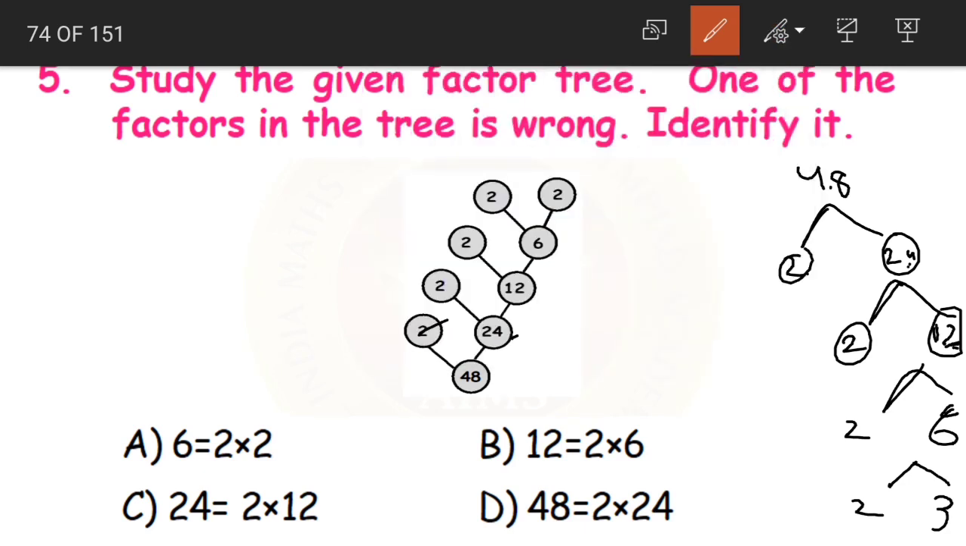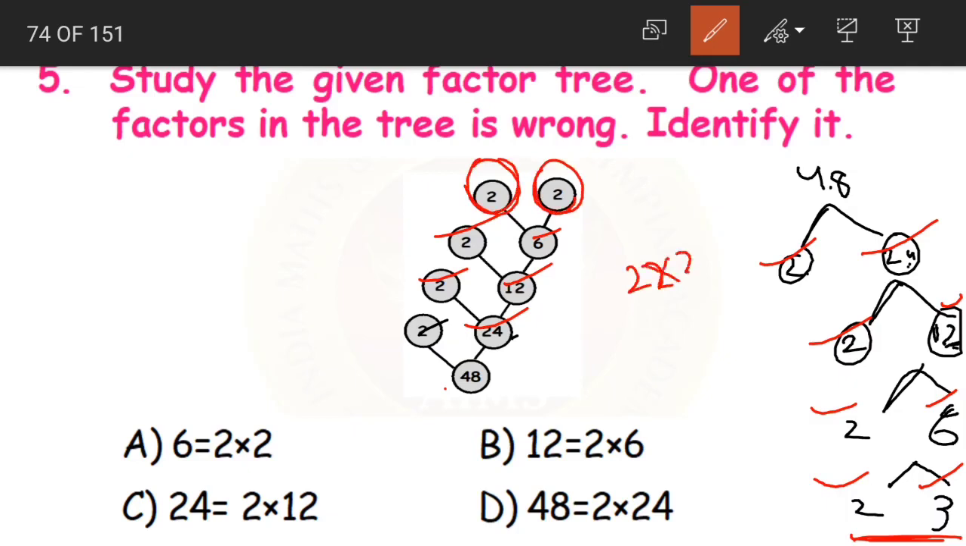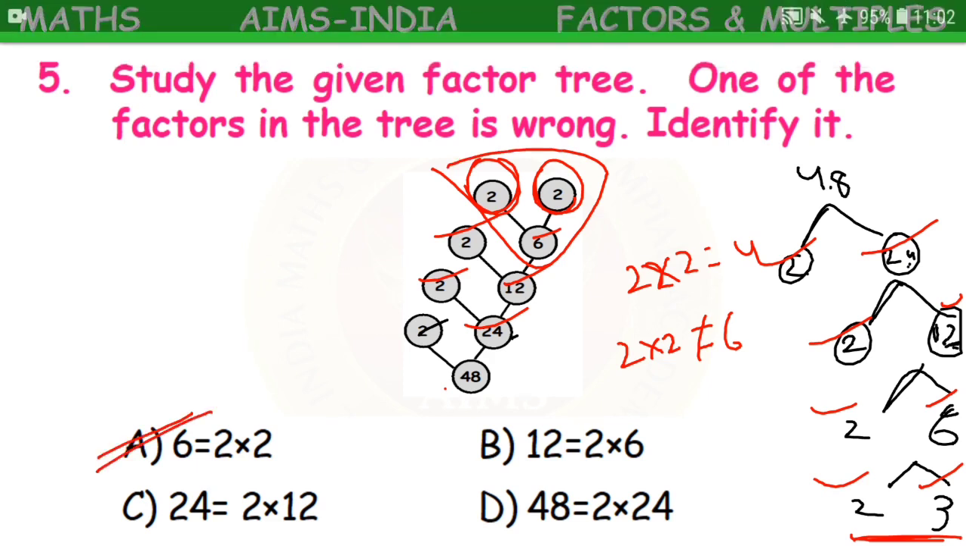Now if you look at the factor tree given in the question, yes, 2 and 24 are correct. Then we have 2 and 12. We have 2 and 6. And lastly, 6 can be factorized as 2 3s are 6. But here we are having 2 2s are 4. 2 2s are not equal to 6. So this is wrong. This part, 6 is equal to 2 into 2, is wrong. So option A becomes our wrong answer. Understood, children?